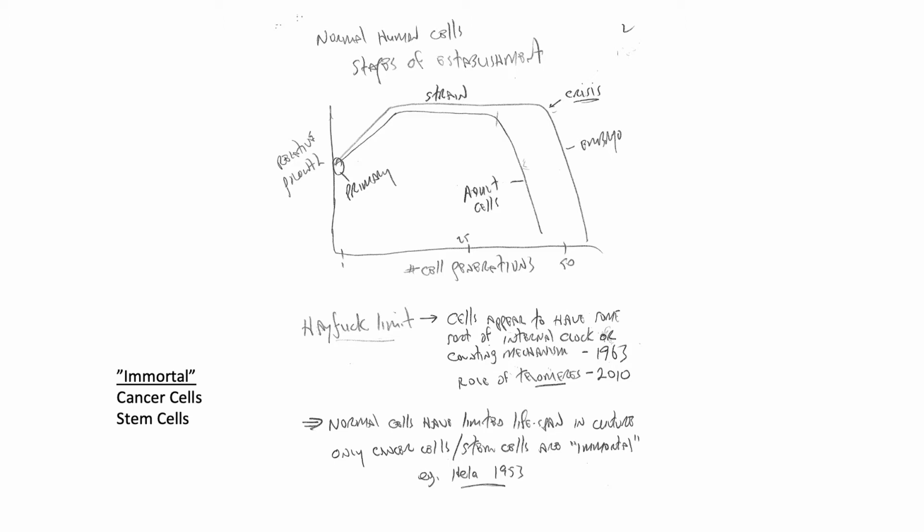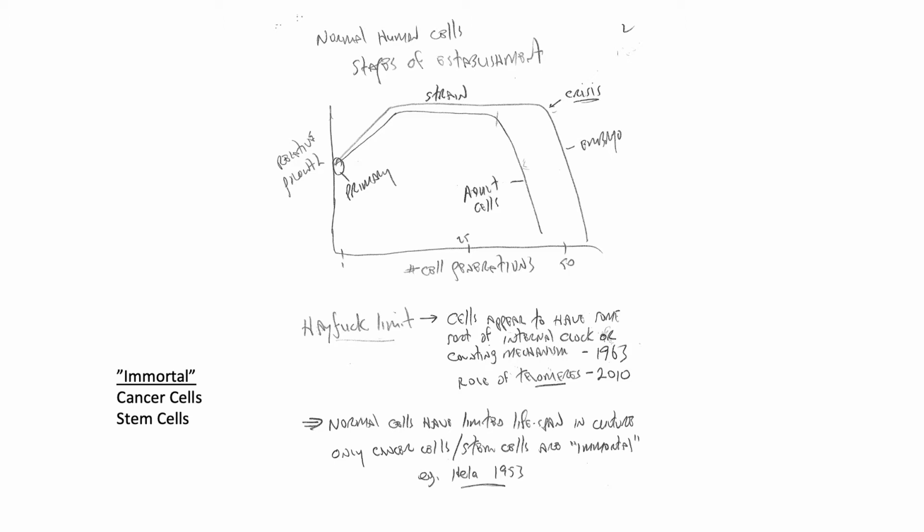The way I have this described, on the x-axis is the number of cell generations. That's basically the number of cell divisions. So you have one cell division, 25 cell divisions, and 50 cell divisions. And then on the y-axis is relative growth. That is basically how fast these cells are dividing. Now there are two lines there.